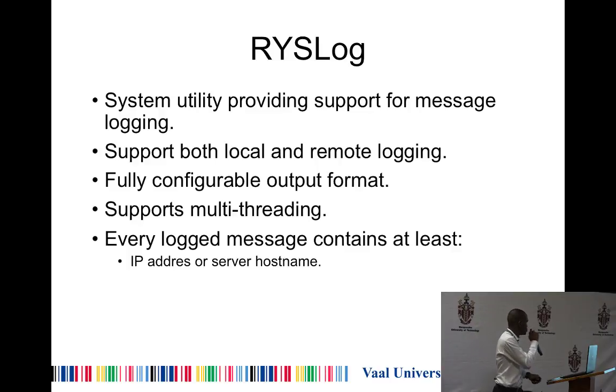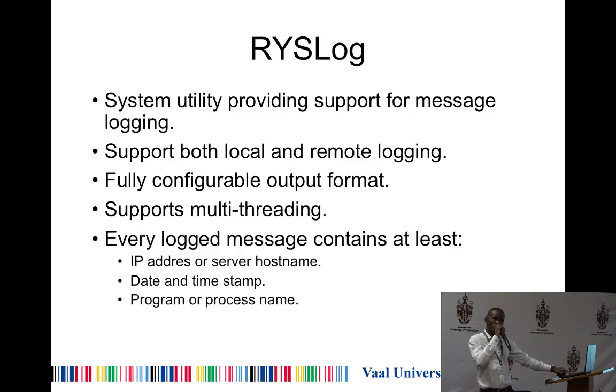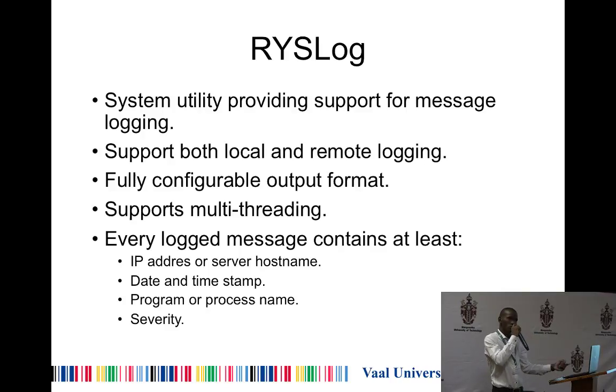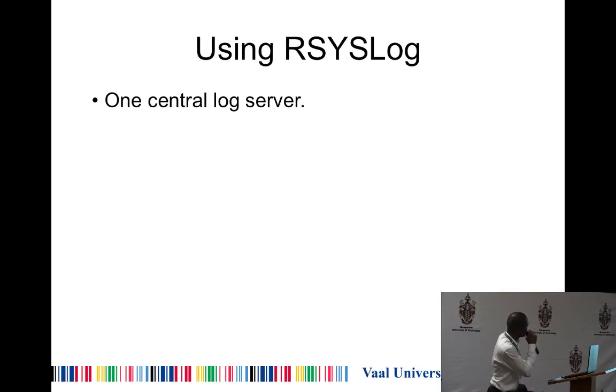At a minimum, it needs to know what host, or what server IP address, I am working with. It needs to have your date timestamp, which process, which program is really running or which program is really logging. Also the criticality, how important it is, the severity. And after all, the message itself for details. Okay, using RSS log, this is what you might need, or this is what you should at least have.